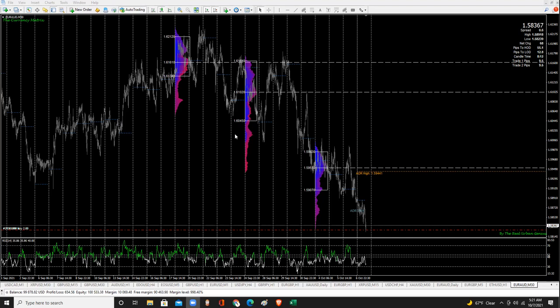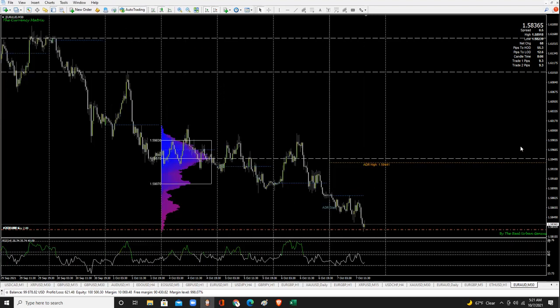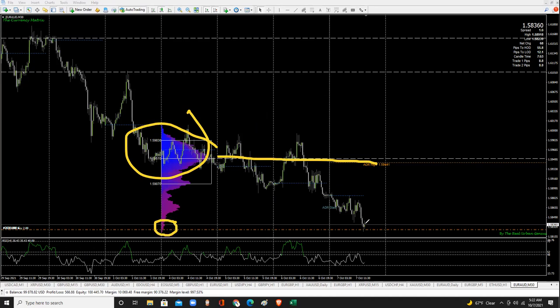Knowing where the volume lies gives you an upper hand in identifying future price movement as well as pattern formation. So again, we're in level 3. As you can see, the volume range is here, point of control is here, volume has died out here. We're at the weekly low. We've broken yesterday's low.